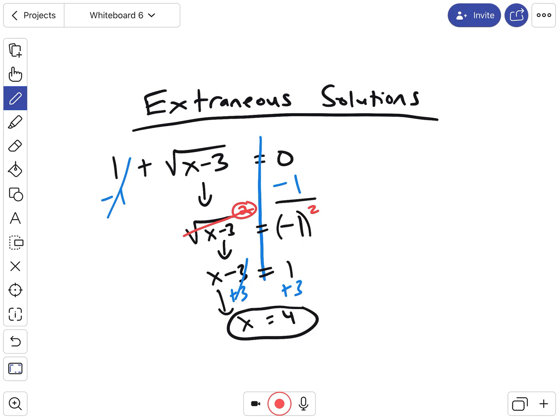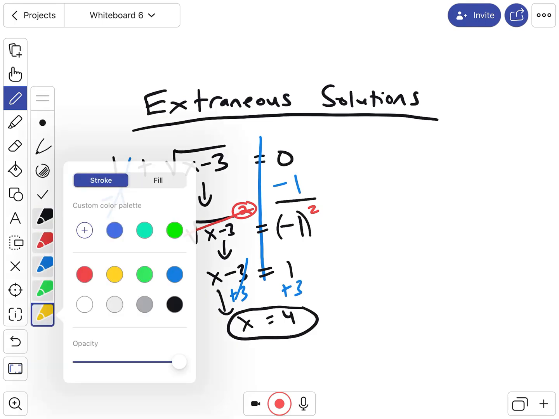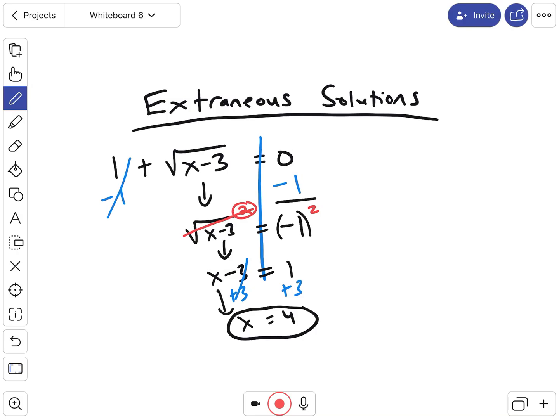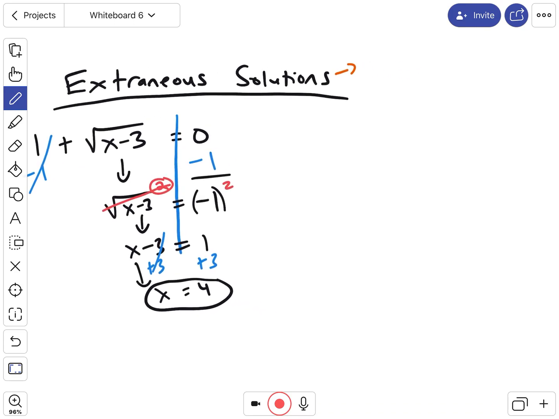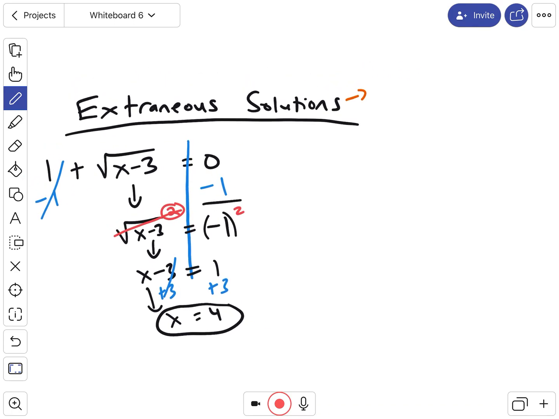But if you're checking for extraneous solutions, there are two things you could do. One thing you could do is plug the solution back into the original equation. That's one option. And another option is to graph. I'll go over the first one first.